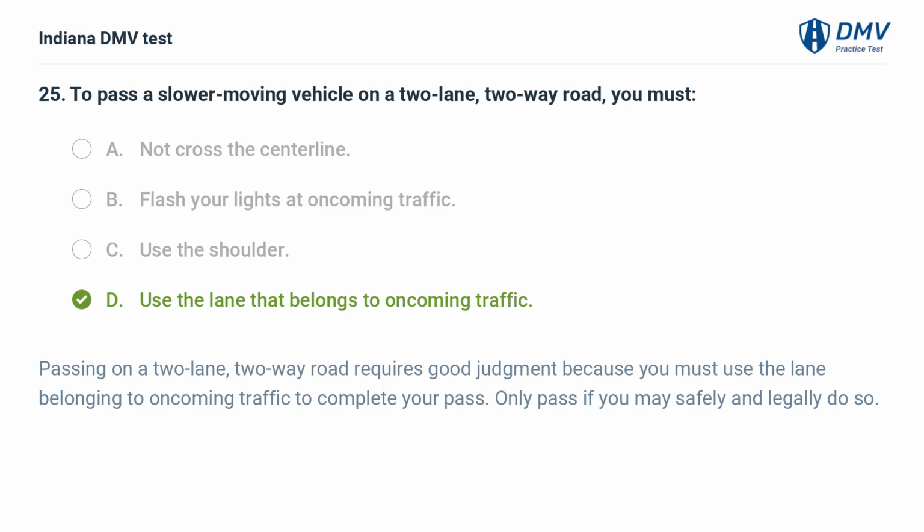Passing on a two-lane, two-way road requires good judgment because you must use the lane belonging to oncoming traffic to complete your pass. Only pass if you may safely and legally do so.